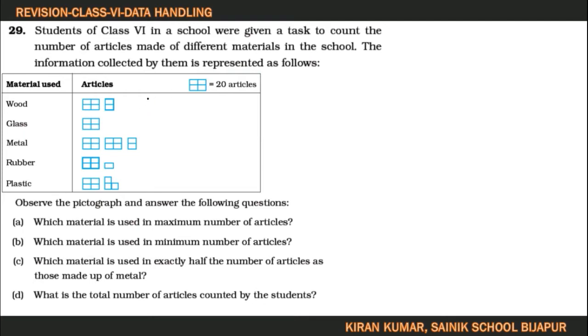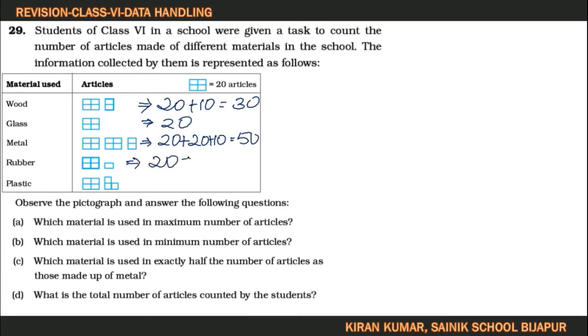The wood is 20 plus 10. This is 30 articles. The glass is 20. Metal is 20 plus 20 plus 10. It is 50. Rubber, it's 20 plus 5, which is 25. This plastic is 20 plus 15, 35.